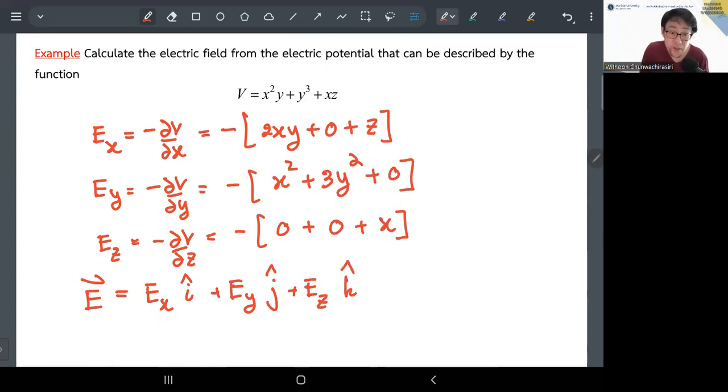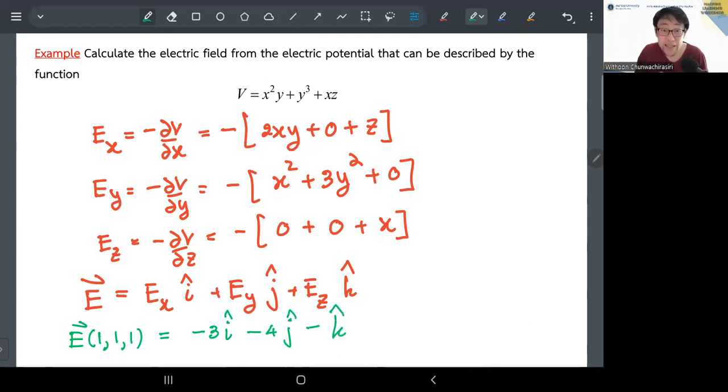And now you got the function, right? You are able to calculate or evaluate at some point. For example, if I tell you I want to know what is the electric field vector at (1,1,1). So this means you are located at (1,1,1) and want to know the electric field at this point. All you need to do is plug in 1, 1, 1 for the x, y, and z values. I plug in the 1, I get 2, 3, so it's a negative 3i. I put 1 in there, I get 4, so it's a negative 4j. I put 1 in there, I get a negative 1k. And that is my electric field vector at (1,1,1).